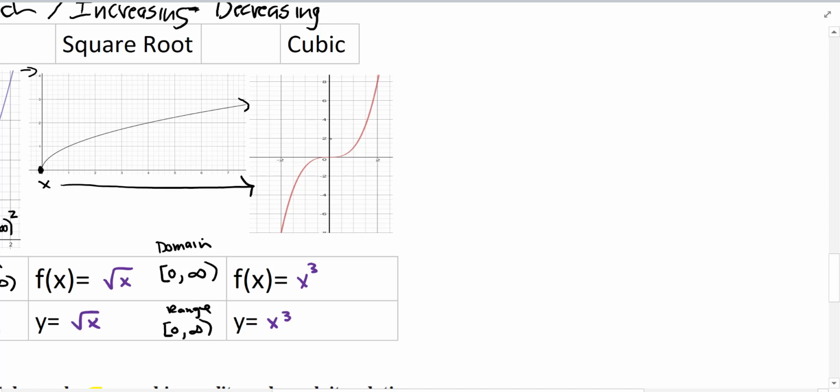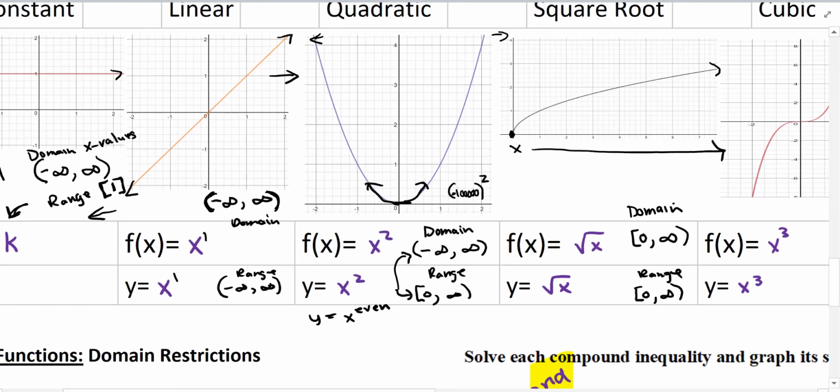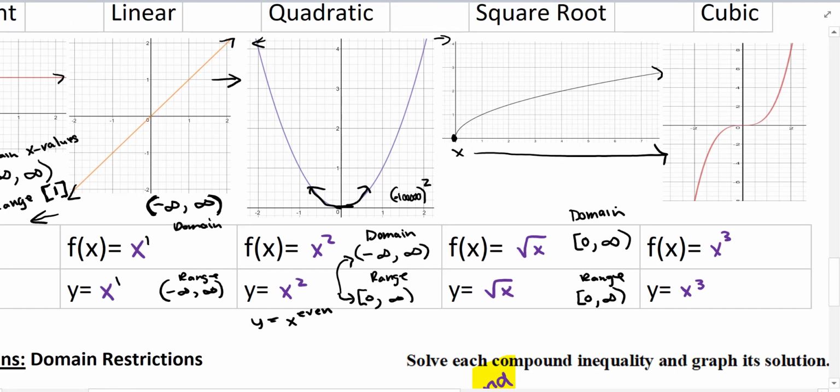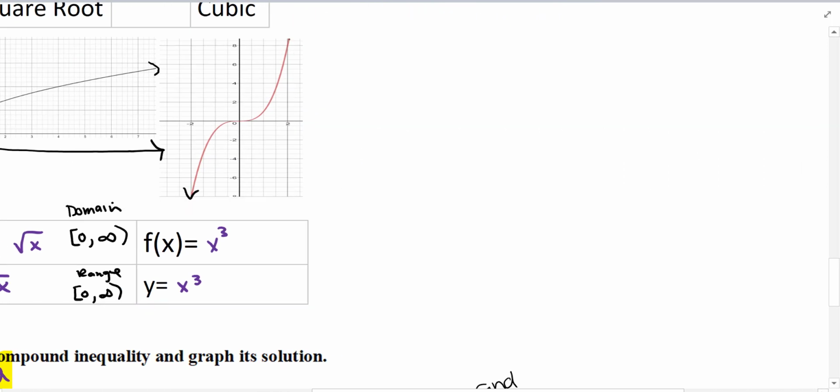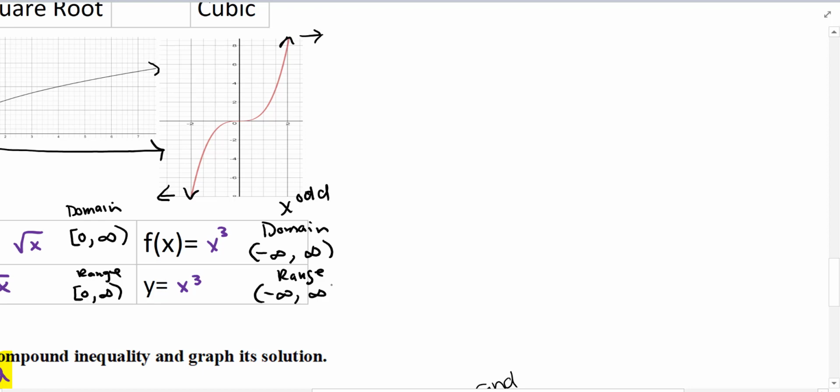All right, and then x cubed, well, x cubed is odd, x to the first is odd, and if you notice, it infinitely goes up and down, and while this is going up, it's headed towards the right. This is headed towards the left. So for all x to the odds, the domain is negative infinity to positive infinity, and the range is negative infinity to positive infinity.